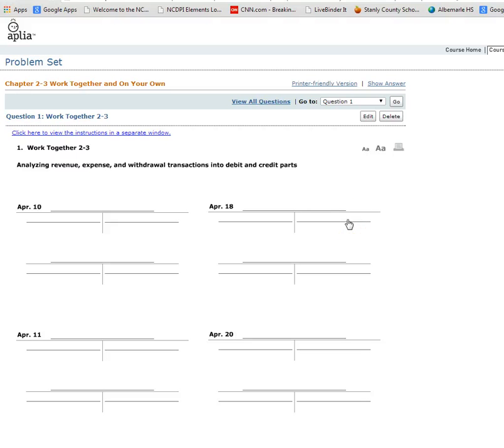Alright, Chapter 2, Section 3, page 38 in the book. Analyzing how transactions affect the owner's equity accounts. Okay, on August the 12th, you received cash from sales. Cash is going to increase. Sales is revenue. Sales will ultimately increase the owner's equity account.